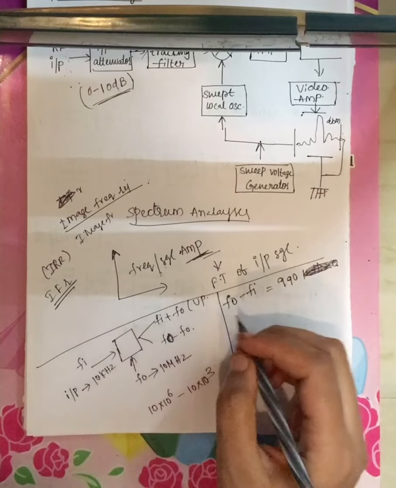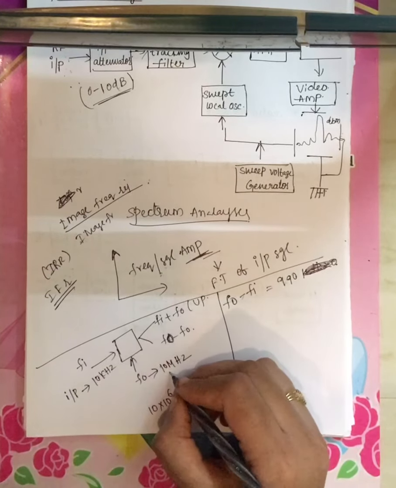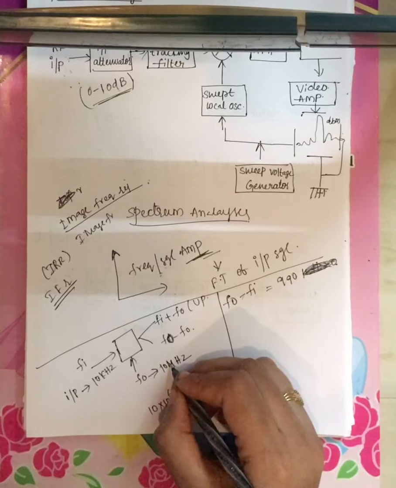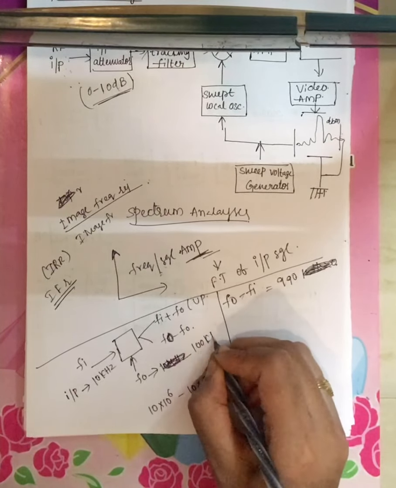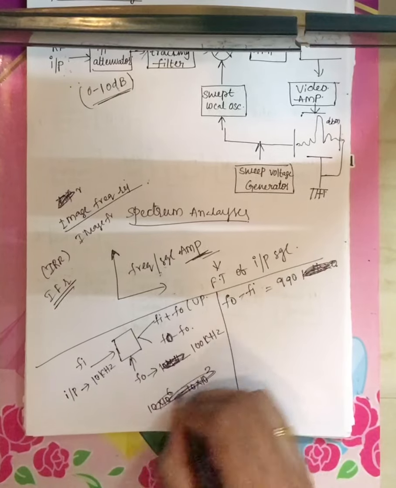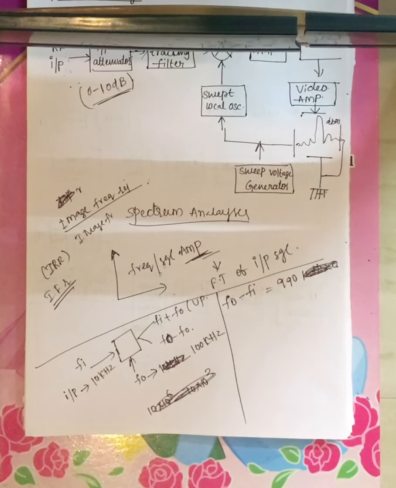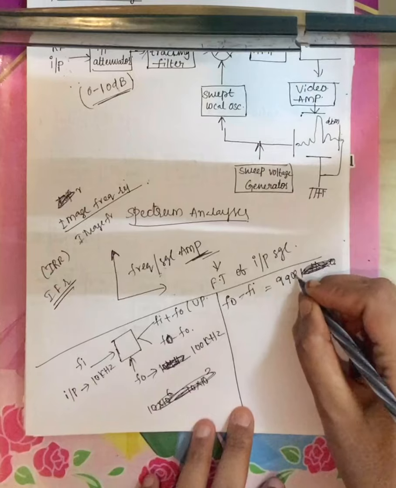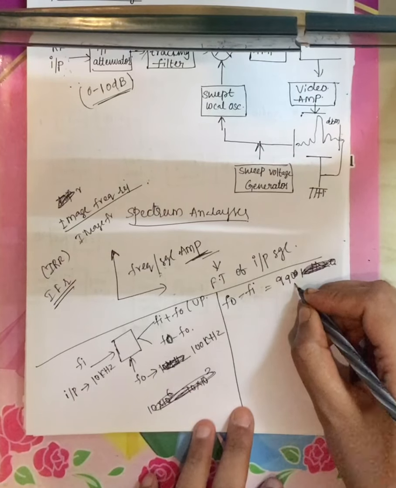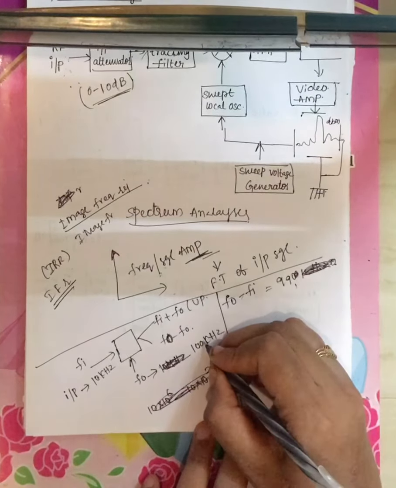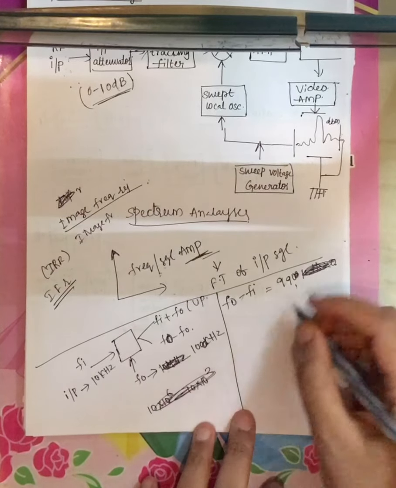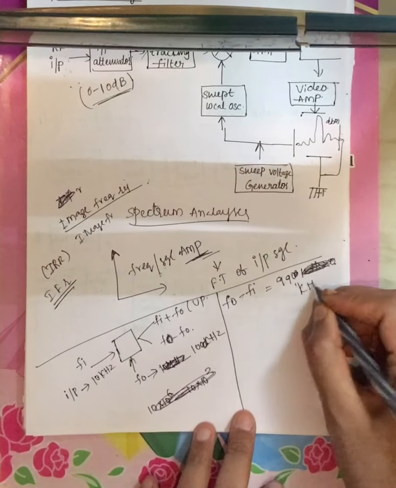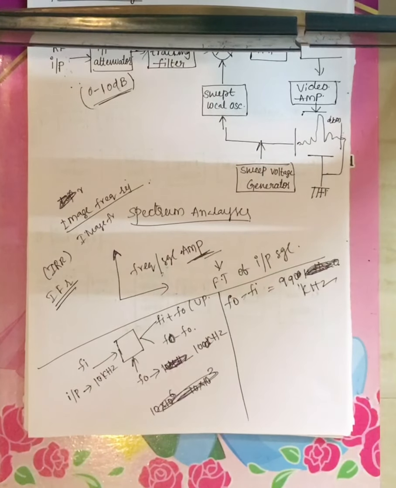Here you consider a local oscillator of 100 kilohertz, and the 10 kilohertz is the input frequency. Now what you will get is 990 kilohertz. So if I want to down convert the signal, the intermediate frequency is 990 kilohertz.